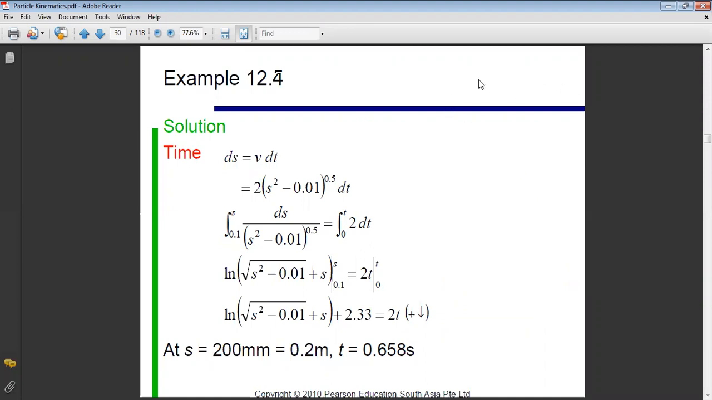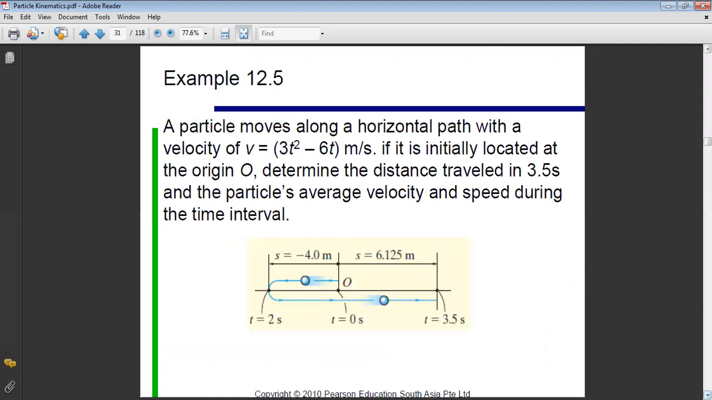Any question on this problem? Okay, so let us continue. A particle moves along a horizontal path with a velocity of 3t squared minus 6t. If it's initially located at the origin O, determine the distance traveled in 3.5 seconds and the particle's average velocity and speed during the time interval.